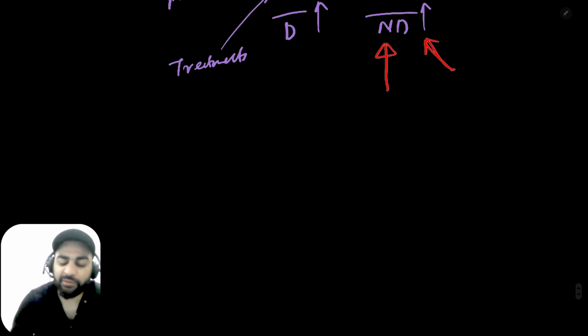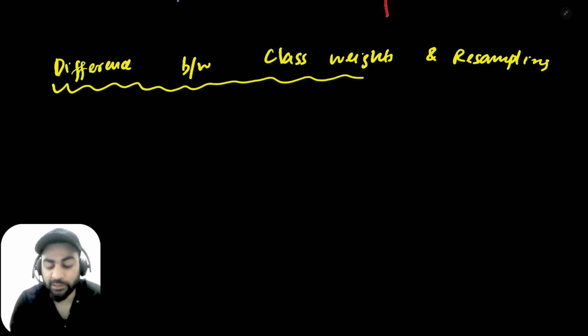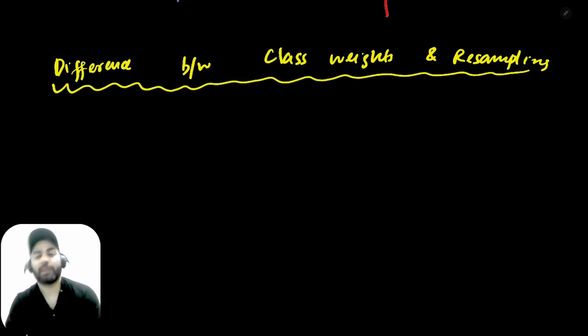So what is the difference between class weights and resampling? Because in many things I have seen, many people say they are the same. That's why I'm addressing it explicitly. I've seen many highly followed people who have not made any difference on this. They have said these are something similar. That's why I want to address this.